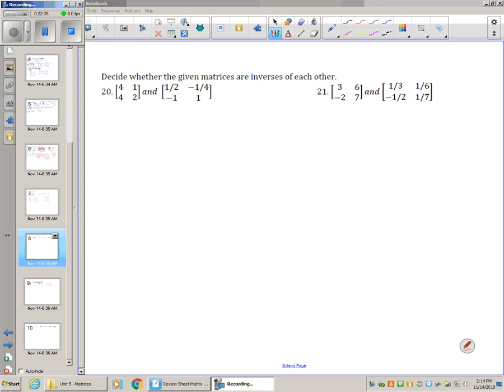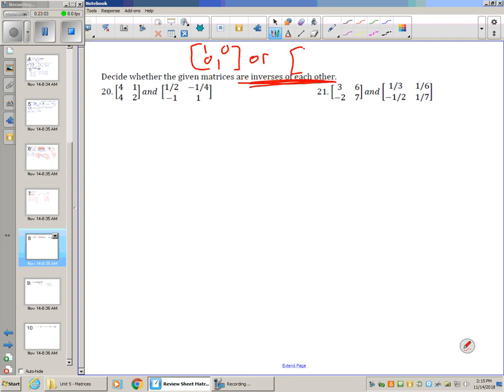Okay. Decide whether the given matrices are inverses of each other. I'll do 20 with you by hand, the other one in the calculator. Look, all you have to do with these problems is multiply matrix A by matrix B. Now, if they equal the identity matrix, which is 1, 0, 0, 1 for a 2 by 2, or 1, 0, 0, 0, 1, 0, 0, 0, 1 for a 3 by 3 matrix, if it equals either one of those, then they are inverses of each other.